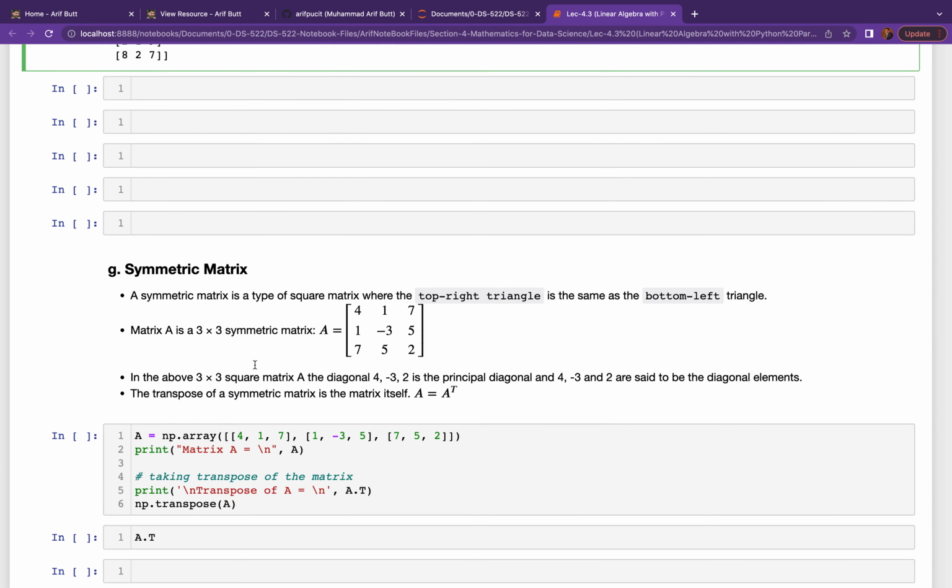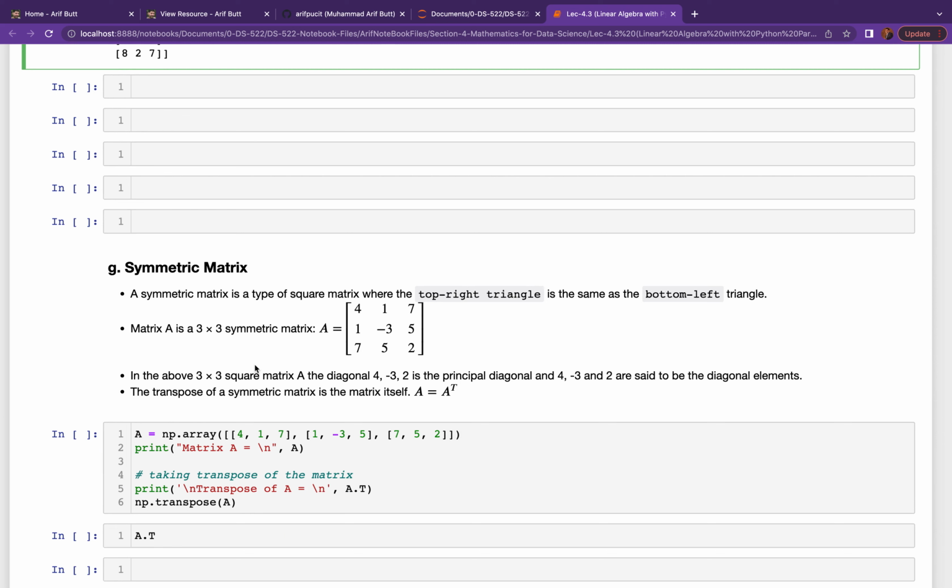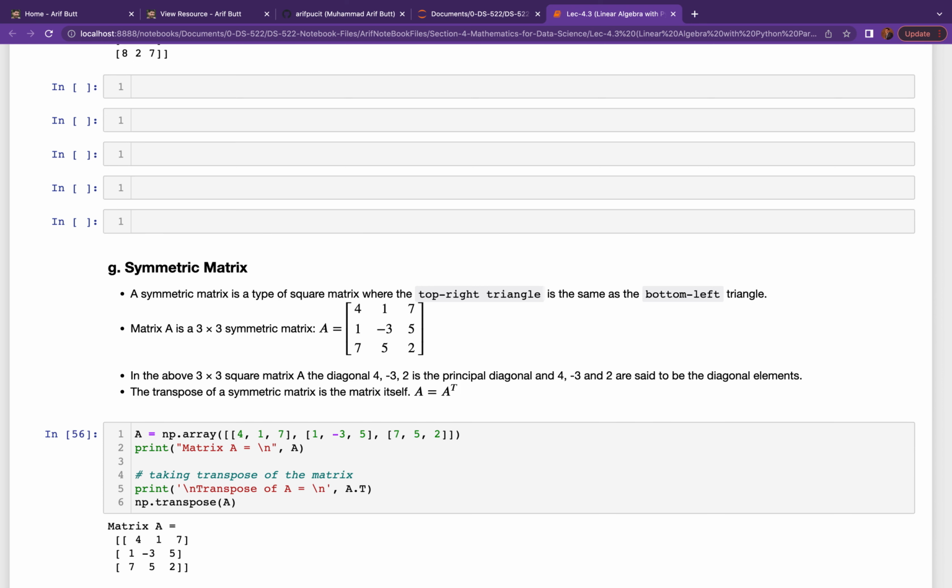Anyway, symmetric matrix. A symmetric matrix is a square matrix in which the top right triangle is the same as the bottom left triangle. So if you see this matrix, the top right triangle 1, 7, 5, these are the three values above the diagonal, and these are the same values over here below the diagonal. So these are the same. You can also note another important property of a symmetric matrix: its transpose is equal to the matrix itself. So if you take the transpose of this matrix, it will be the same. Let me do this using this code.